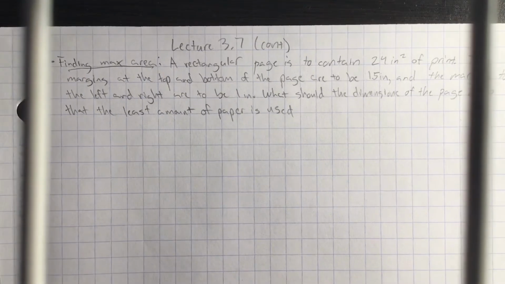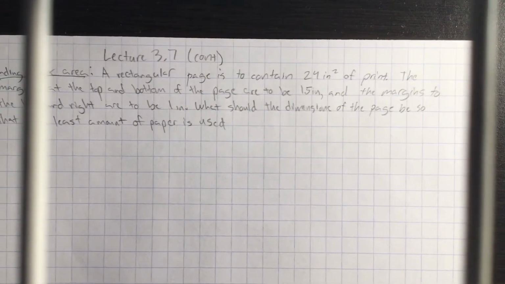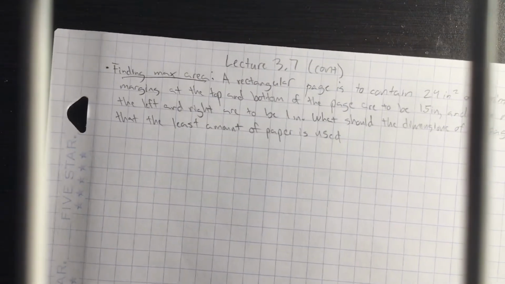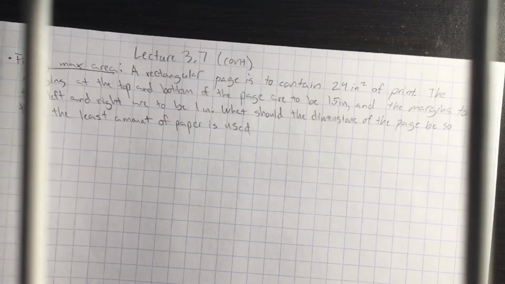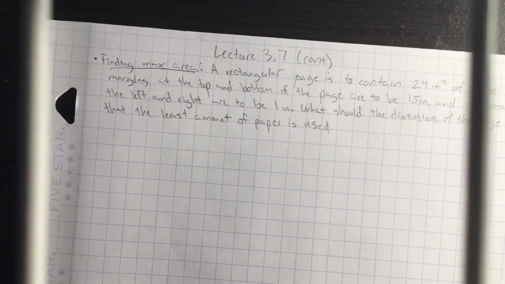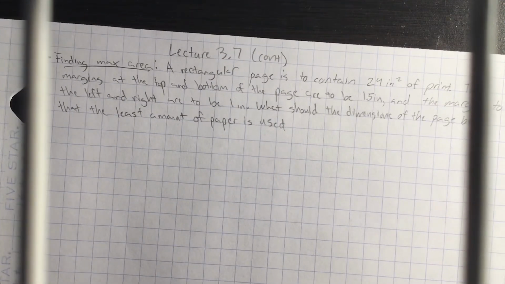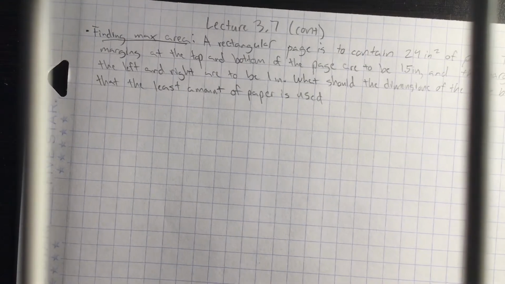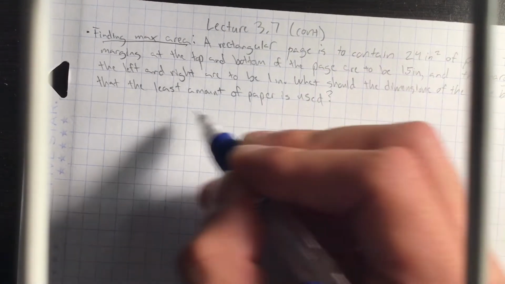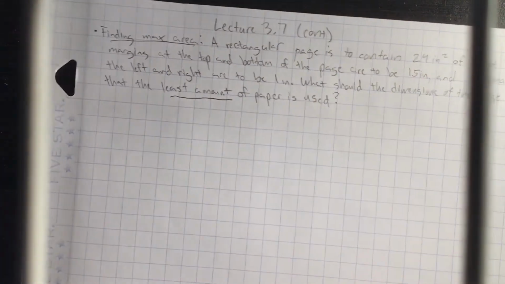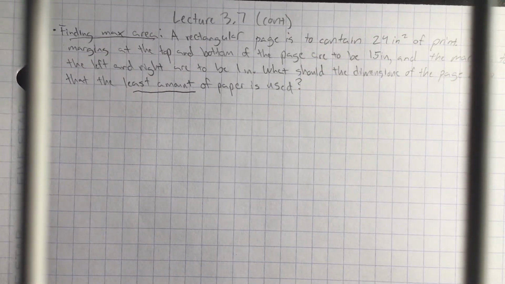A rectangular page is to contain 24 square inches of print. The margins at the top and the bottom of the page are to be 1.5 inches, and the margins to the left and the right are to be 1 inch. What should the dimensions of the page be so that the least amount of paper is used? So the least amount of paper is what we are looking for.